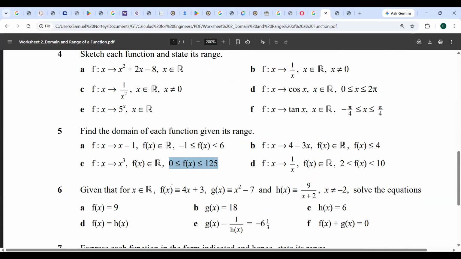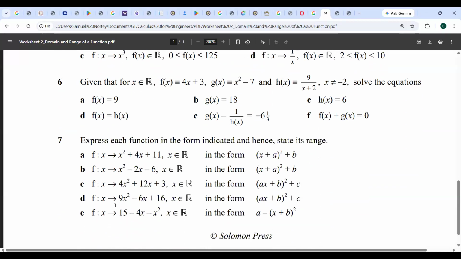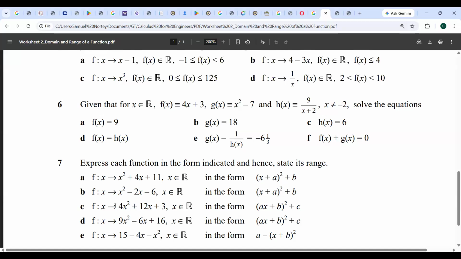And then, given this f of x, g of x, and h of x, they want, again, to evaluate these functions. When is f of x equal to h of x? When you add f of x to g of x, what is the value of f equals 0? It means solve the equation. Okay, so this particular worksheet is to help you practice the various determination of domain and ranges and how to evaluate the domain and the ranges of all these functions. Now that's the first worksheet.